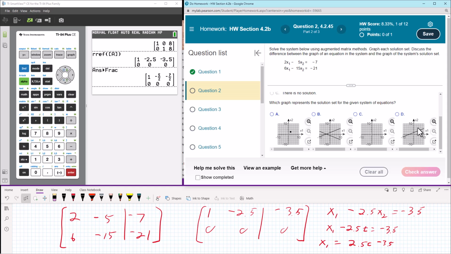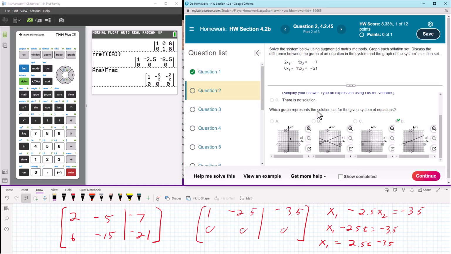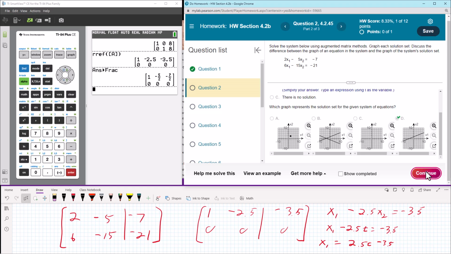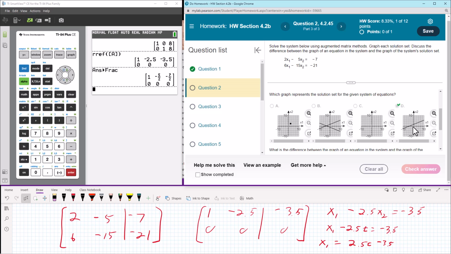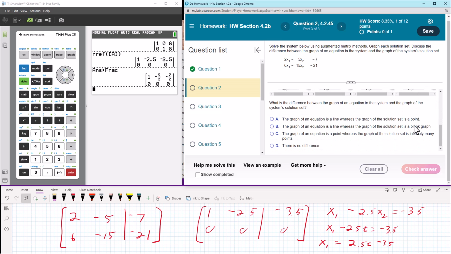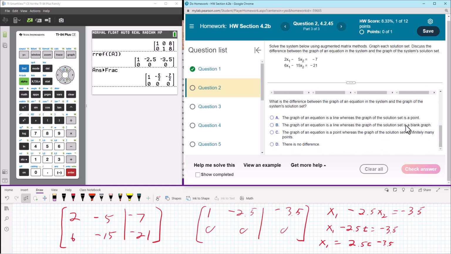So it is indeed D. You don't need to go that far. Just the fact that it shows one line is sufficient. We can check our answer, and yes, we are correct. Now notice, and that brings us to part C. In this particular case, what's the difference between the graph of the equation in the system and the graph of the system solution set? In this particular case, they are all the exact same line. So there is no difference. So it's D.